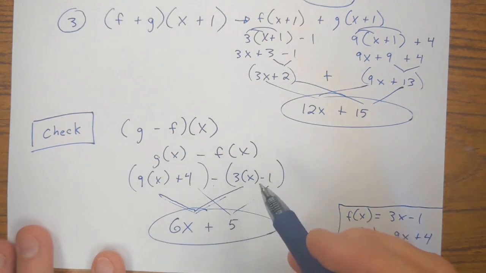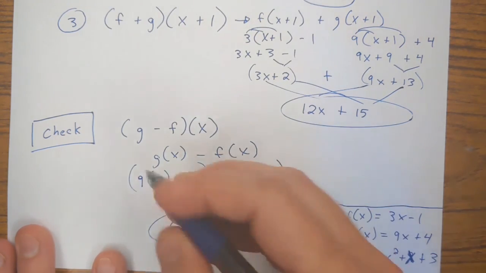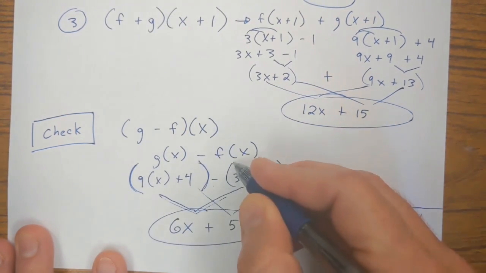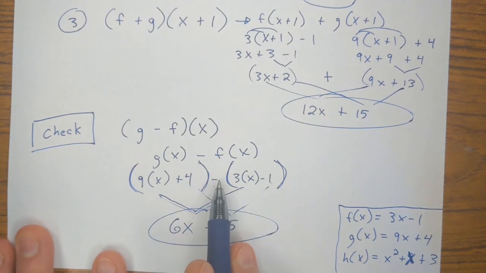So I highly recommend, if you ever have to subtract two functions like this, put parentheses around them, work them out separately, put parentheses around those answers, and then if you subtract, remember to distribute that subtraction sign.